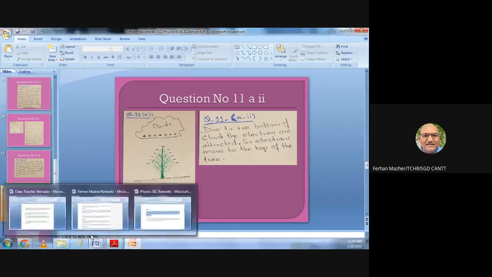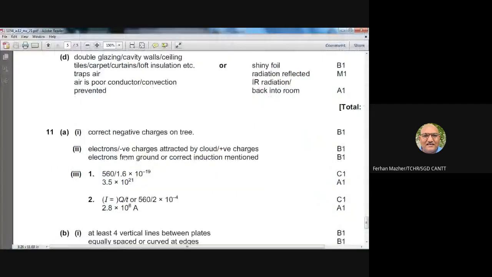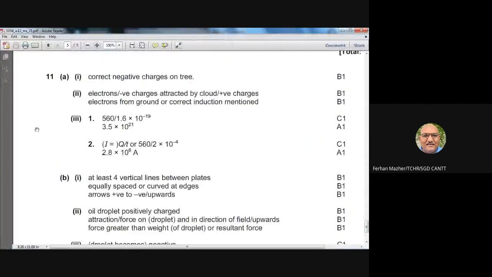Let me read it from the marking scheme. The marking scheme says the correct negative charge on the tree, 1 mark is for this. The second part is the electrons or negative charges attracted by the cloud's positive charges, electrons from the ground, or correct induction mentioned. So you see, due to the presence of the positive charge, the electrons in the tree will be attracted to the top, and that's why the top of the tree will become negatively charged. 2 mark question.